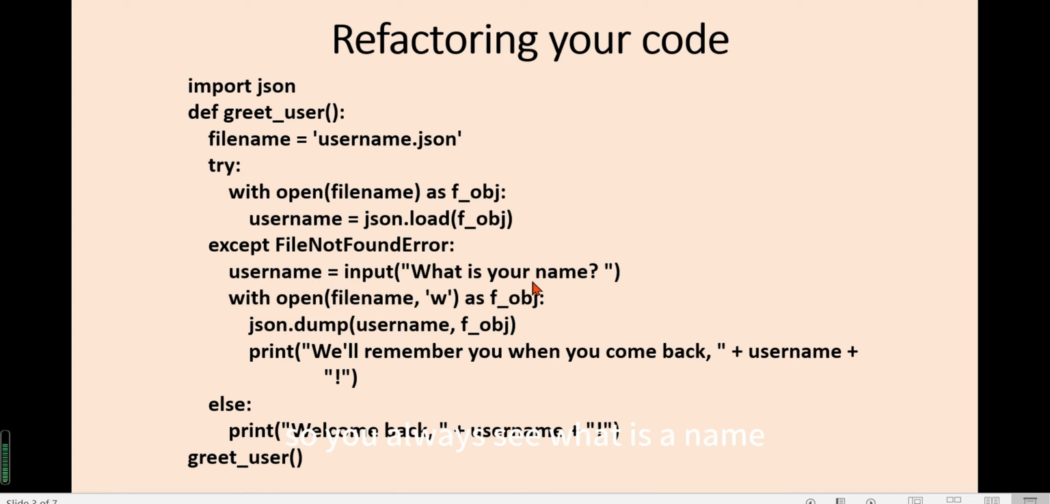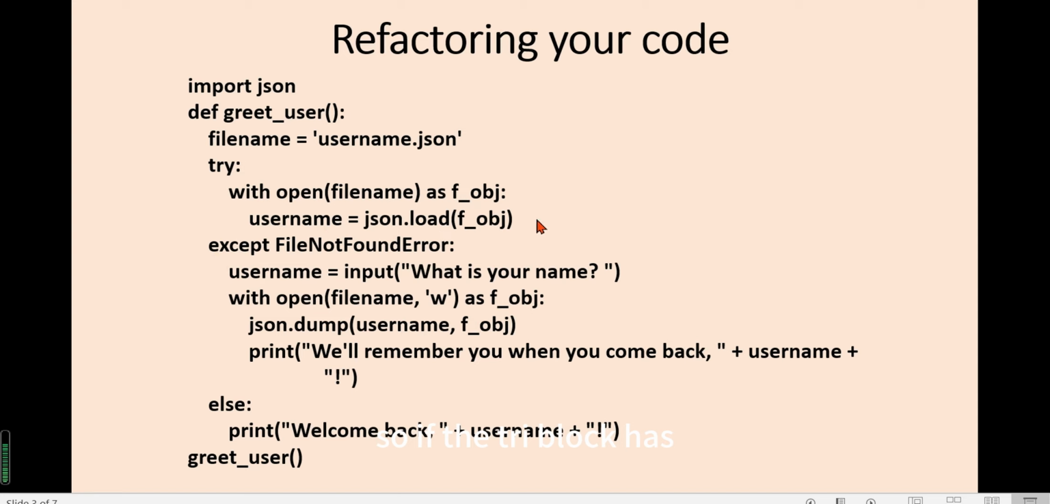So the user will see what is the name, and will input his name. Then with open, the file name is username.json. So we will save the username's information to this file because this file does not exist in the working directory. So we will get the new user name and save to this file. So use the json.dump function to save the username information to this file. Then we print a message.